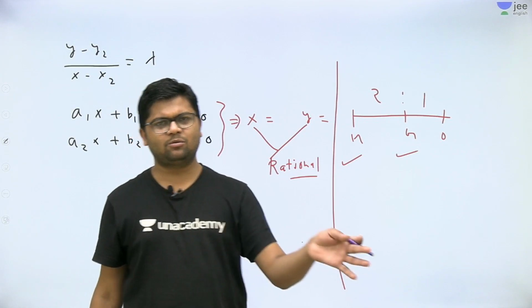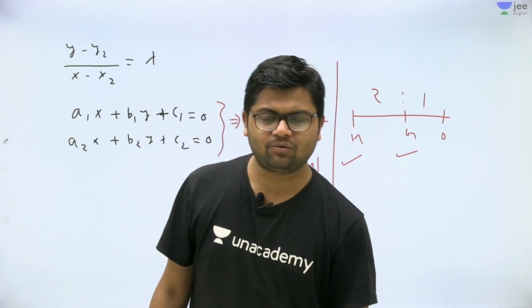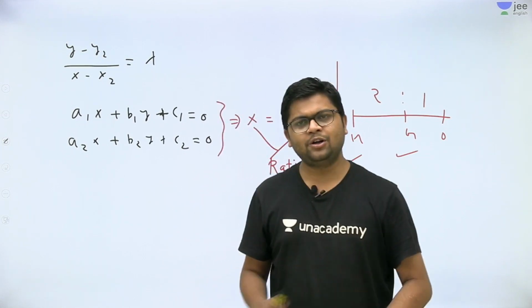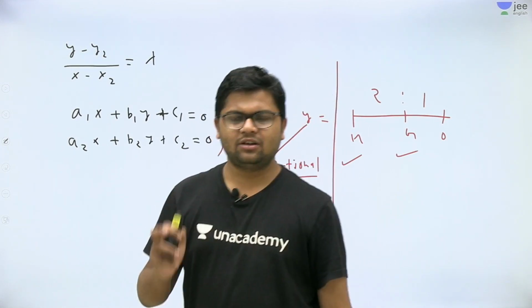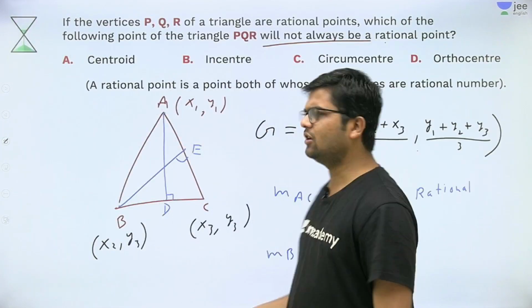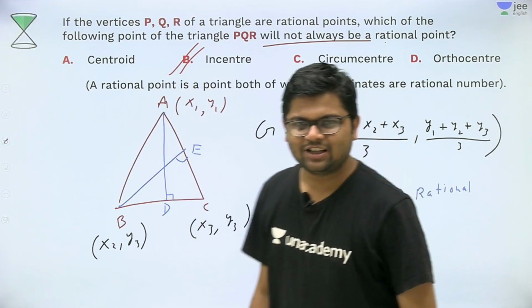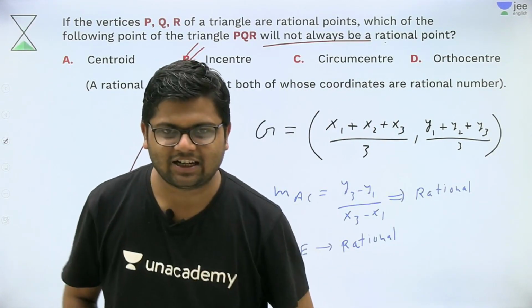If you apply the section formula, it can be easily deduced that the circumcenter will also always be a rational point if the coordinates of the triangle are rational points. Therefore the answer will become B for Bombay. Got your point? So let's start with the next question.